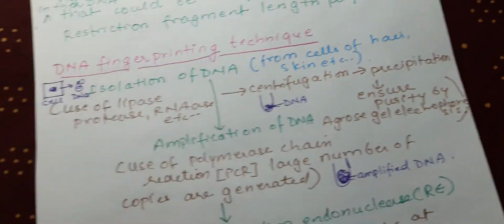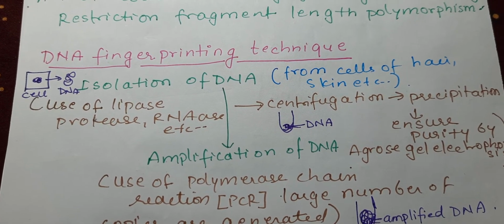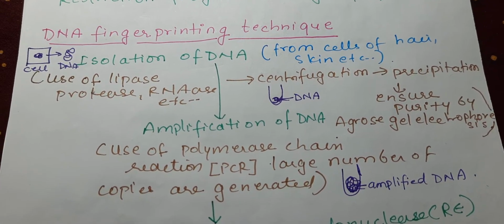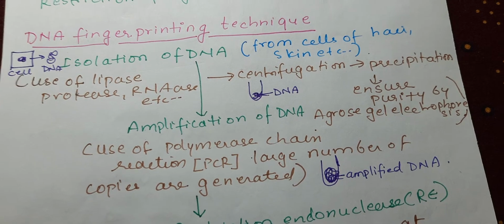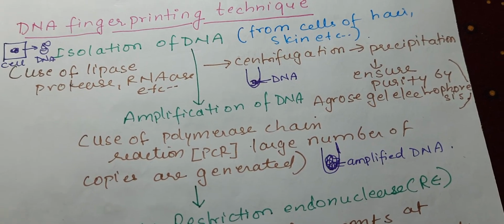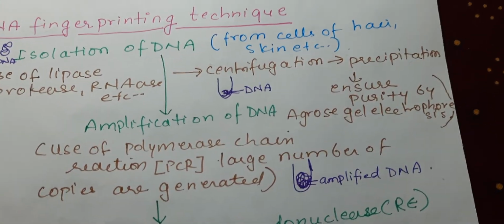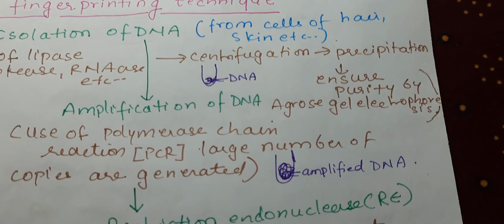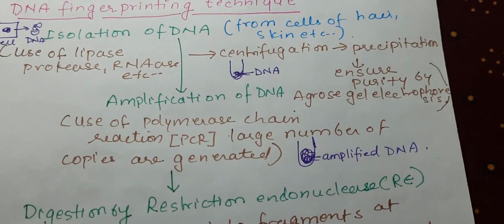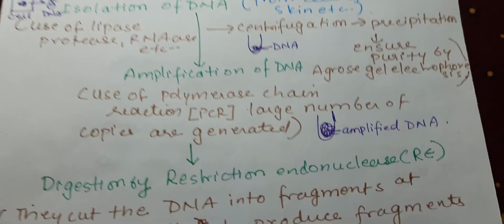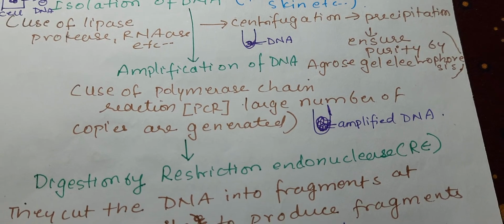Now we will see how the technique works. First, you isolate the DNA from the cell. The cell may be skin, hair, or blood cells. To isolate the DNA, we get rid of the protein, lipid, and RNA parts. Then you do centrifugation so the other components are separated from the DNA, and the DNA is precipitated with alcohol. We check the purity of the DNA by running it on agarose gel electrophoresis. Once we make sure we have pure DNA, it is amplified using PCR, polymerase chain reaction, and we get several copies of the DNA.